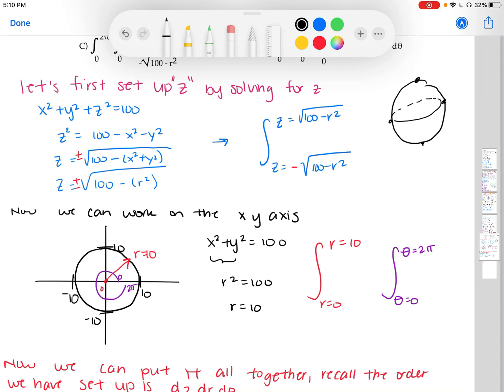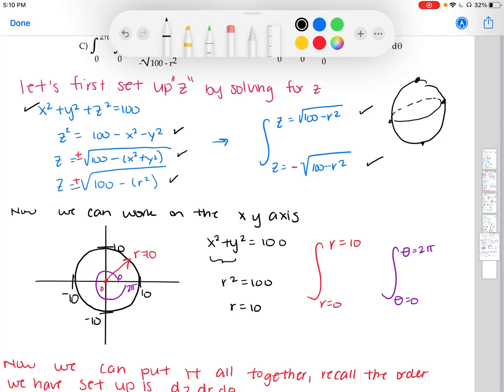Okay, so we have our formula x squared plus y squared plus z squared equals 100. Let's solve for z. So we move everything to the other side, we take the square root, and because it didn't tell us that we only want half of the sphere, it didn't limit us at all, we assume we're working with the entire sphere. So we want plus or minus. So for z, it gives us bounds of square root of 100 minus r squared and negative square root of 100 minus r squared. We get that r from x squared plus y squared.